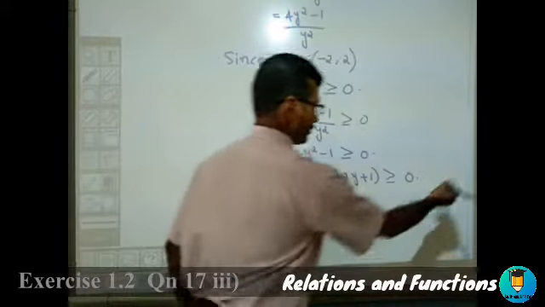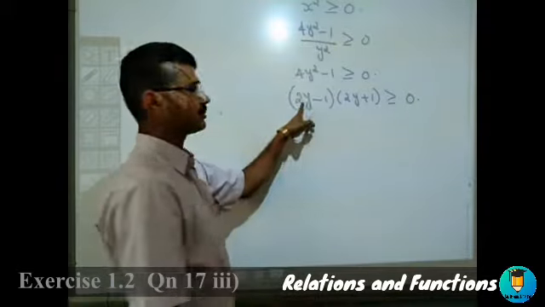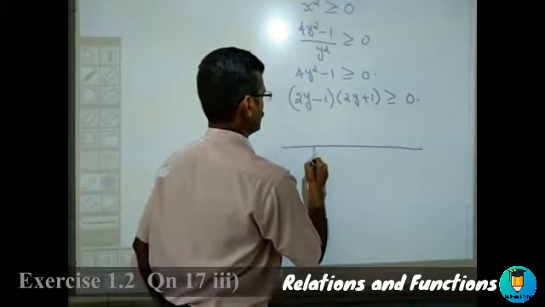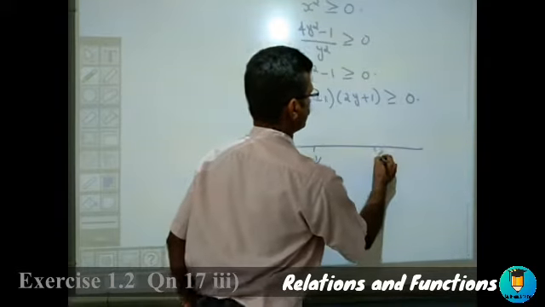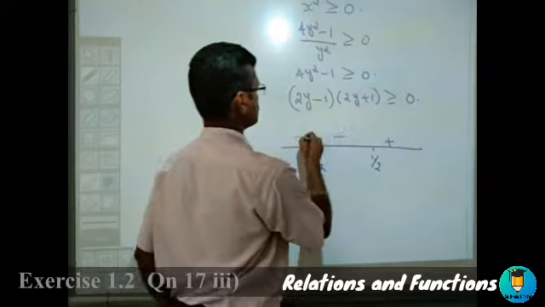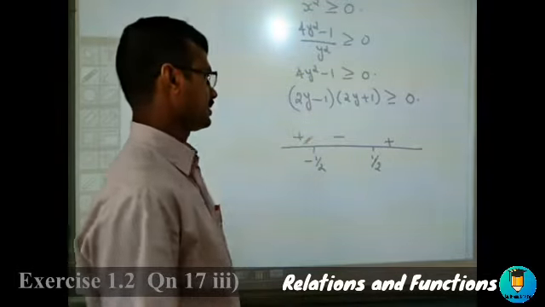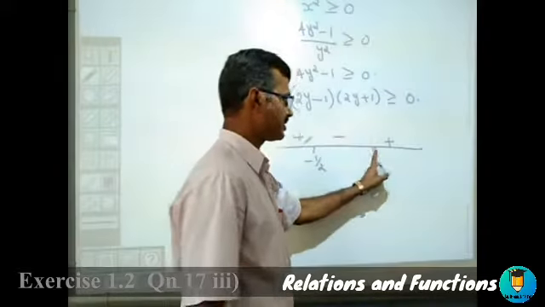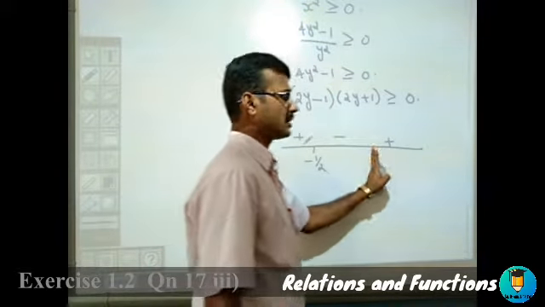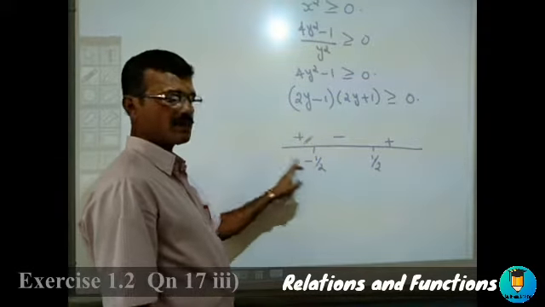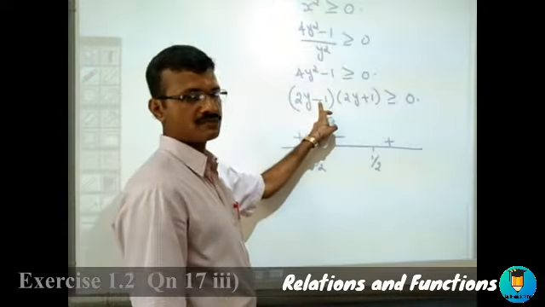So here, by the method of intervals, the critical points are 1 by 2 and minus 1 by 2. Minus 1 by 2 and 1 by 2. Plus, minus, plus. Greater than or equal to 0 means the positive region, that is, when y is greater than 1 by 2 it satisfies, and y less than minus 1 by 2 also satisfies.